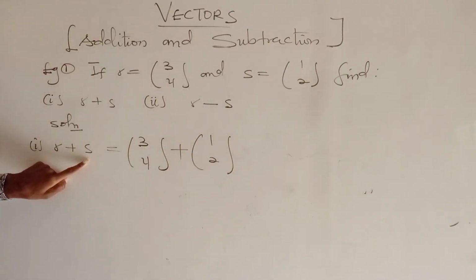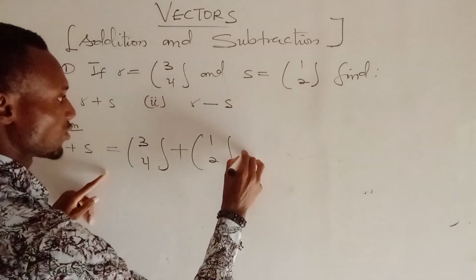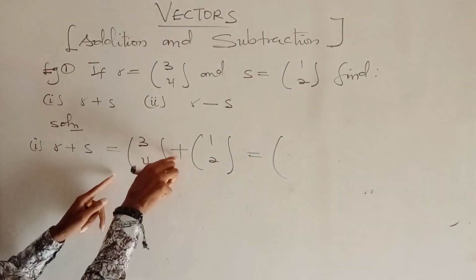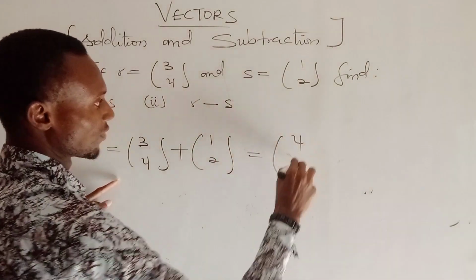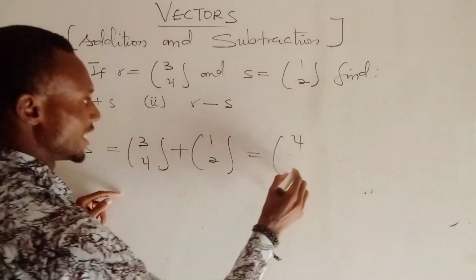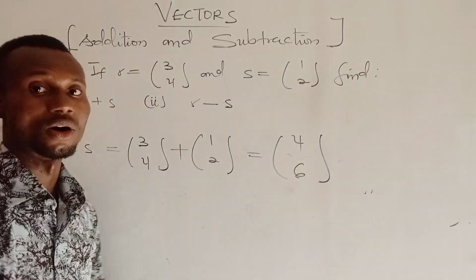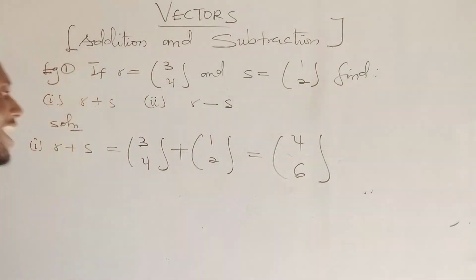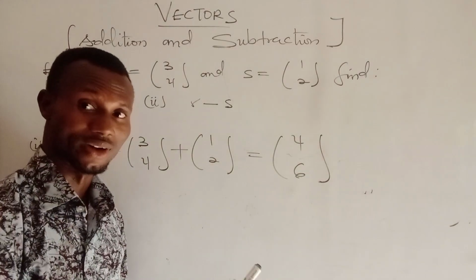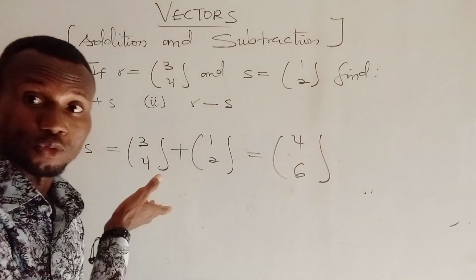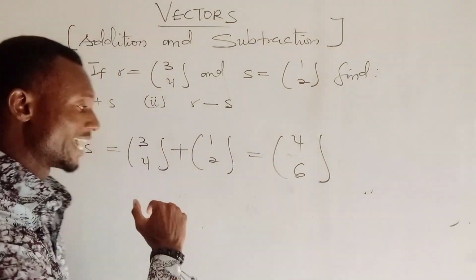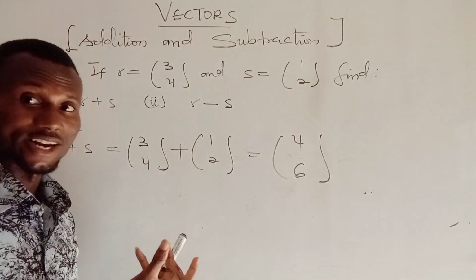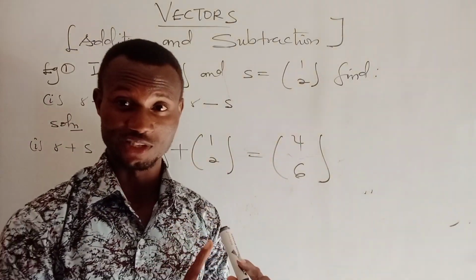And let's go ahead and simplify further. It's going to be 3 plus 1, which gives 4, and 4 plus 2, which gives 6. So this is your answer. We add corresponding components as I've explained to you. You add the top values and you add the down values. I hope you understand up to this point.